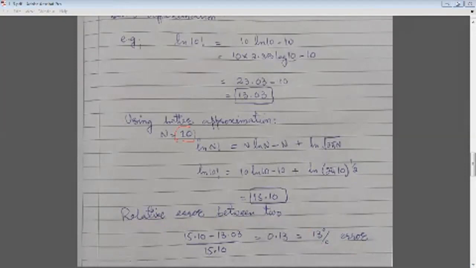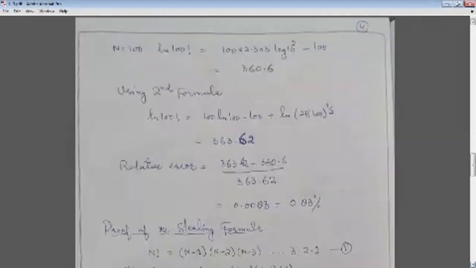That means almost 10. Now suppose we want to calculate it for higher numbers, where n is very, very large, say of the order of 100. We will first use the first approximation and then the second approximation. So ln of 100 factorial will be equal to n ln n minus n. It will turn out to be 2.303 log of 100, which can also be written as log 10 raised to the power 2, multiplied by n, and log 10 will be 1. So you can calculate it very easily. It comes out to be 360.6.